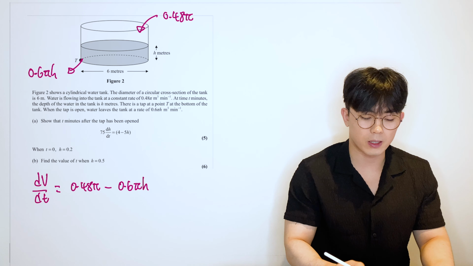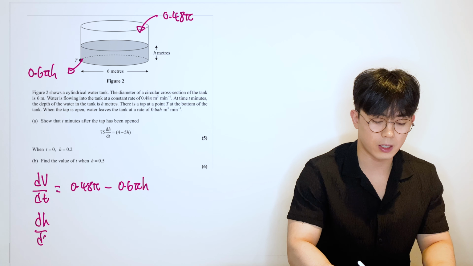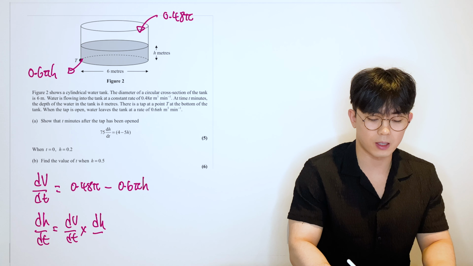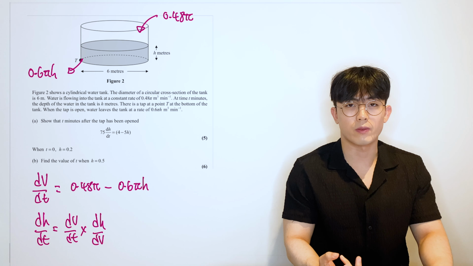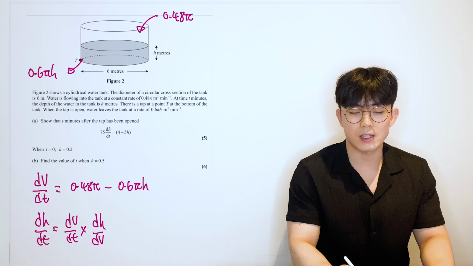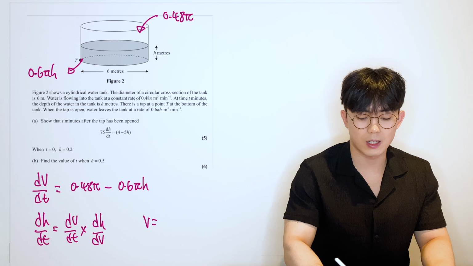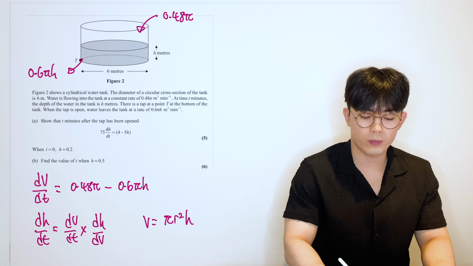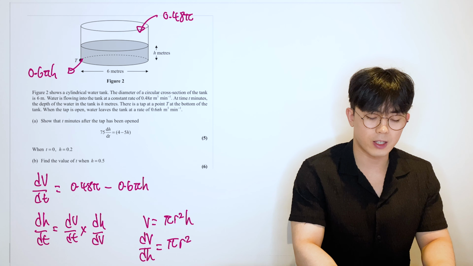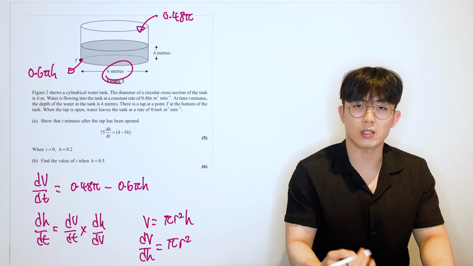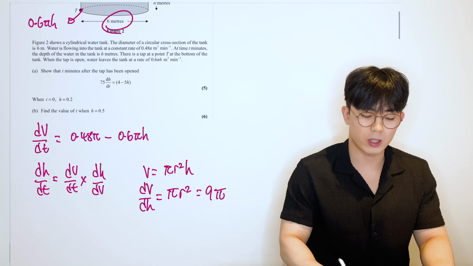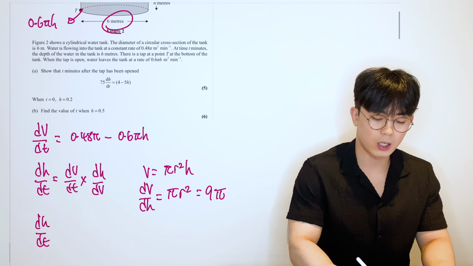We're trying to find dh by dt, so we need to form that. So dh by dt is going to be equal to dV by dt, because we know this, multiplied by dh by dV. So we just need to find dh by dV, meaning we need to find an equation of V in terms of h or h in terms of V. Luckily for us, it's a cylindrical tank, so we know the volume of a cylinder is pi r squared h, meaning that dV by dh is going to be pi r squared. And because the diameter is 6, the radius is 3, this is going to be equal to 9 pi.